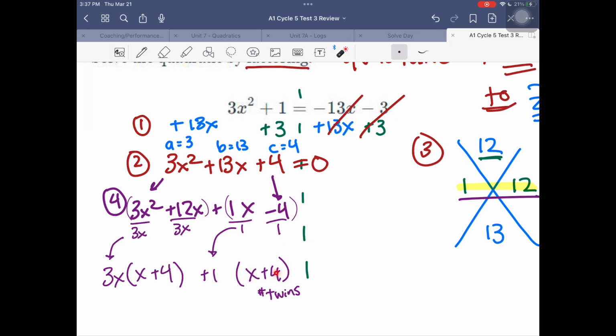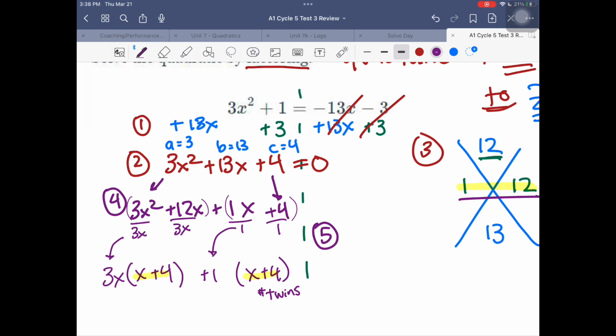Ooh, looks like we did something wrong here. So that means I need to check. Did I copy things down? Ooh, no, I didn't. I forgot to put the plus. Perfect. Now it looks good. You see how you can check your work here? Now for our answers, we're getting close. This is step 5 now.